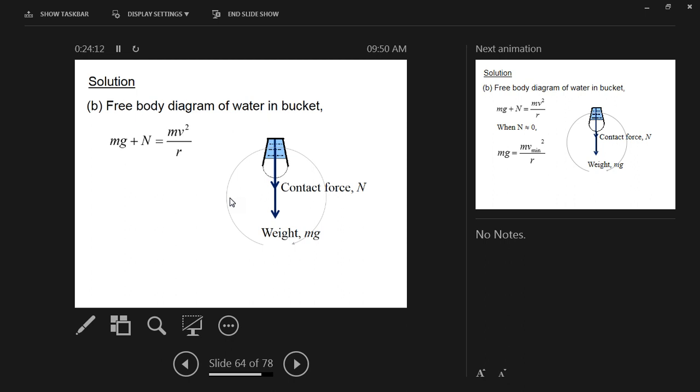But if you go to a higher speed, where the centripetal force is larger than the weight, what happens? Then there will be a normal reaction force. That means your water is actually pushing against the base of the bucket. That means it will surely not fall. Okay?